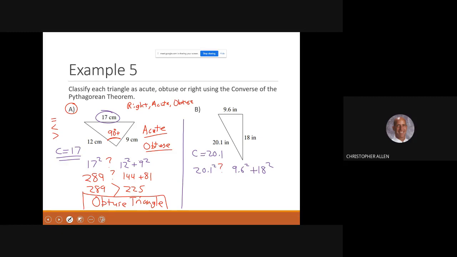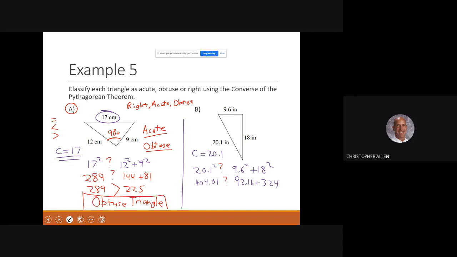Now this one's a little bit harder because I got decimals. No biggie, I'm just going to use my calculator. Some of you may be using the calculator all the way along, and that's fine. So that's 404.01. 9.6 squared is 92.16. 18 squared, I do not know what that is. There it is. 324. And again, I don't know what that relationship is. I'm about ready to figure it out, though.